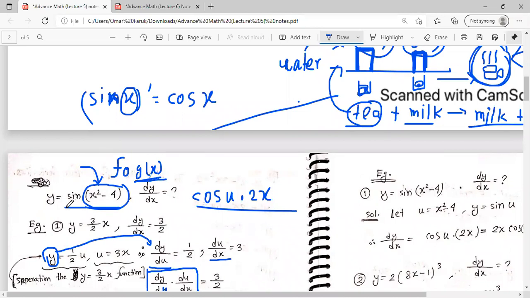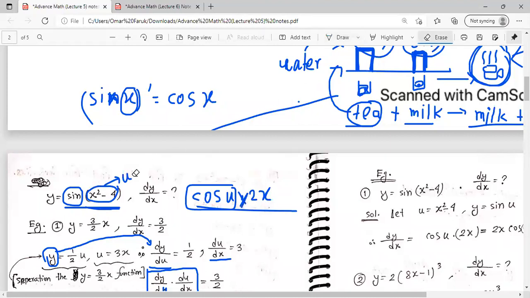And sine of x squared minus 4, this is f of g of x. So now we have to differentiate the outer function. Here the outer function is sine, and this inner part together we just call u. So d/dx of sine u will be cos u, and you have to multiply by the derivative of the inner function. Here the inner function is only u, x squared minus 4, only u.